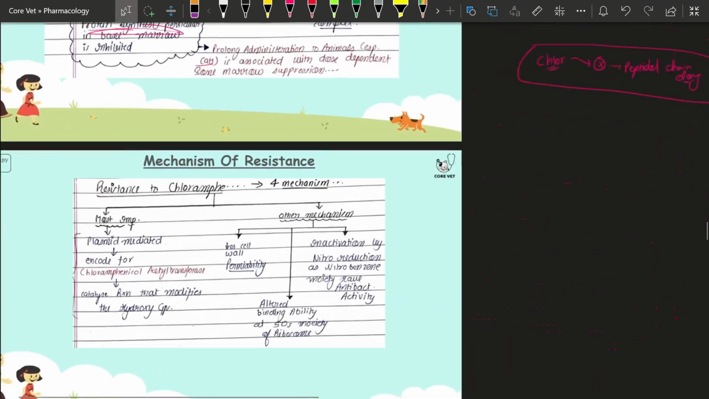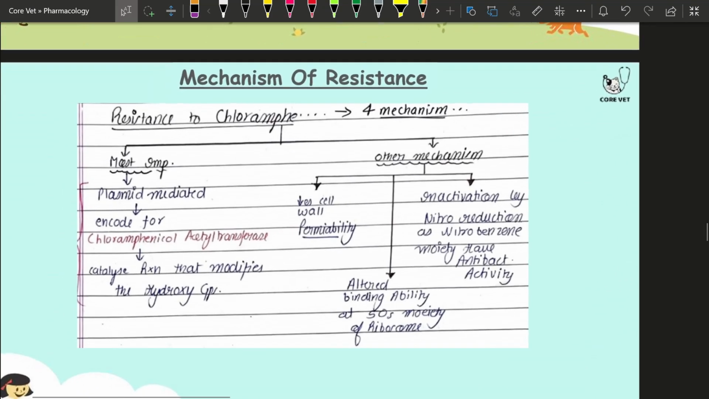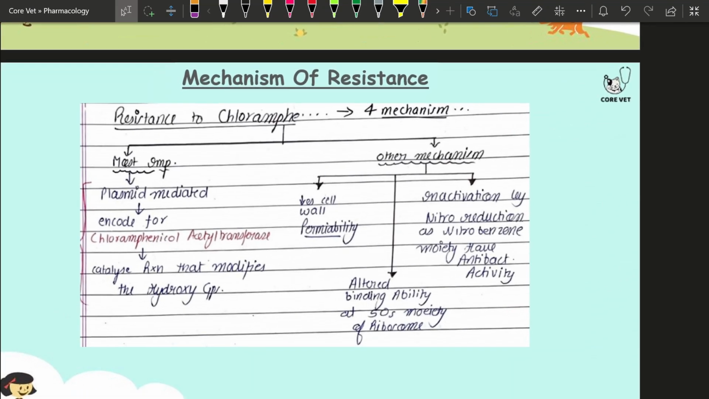Now coming on to the mechanism of resistance, how the particular bacteria is going to resist the chloramphenicol. The bacteria says, I'm not going to be affected by you, right? So how is the bacteria going to respond to that particular chloramphenicol drug? There are 4 mechanisms of resistance that a particular bacteria can adopt to resist the changes that may occur due to the chloramphenicol.